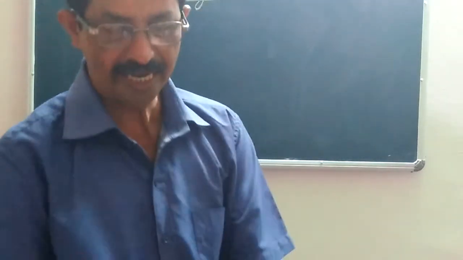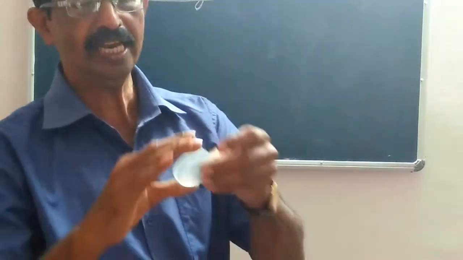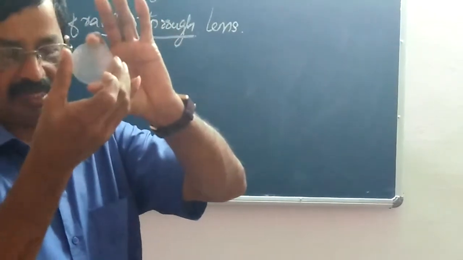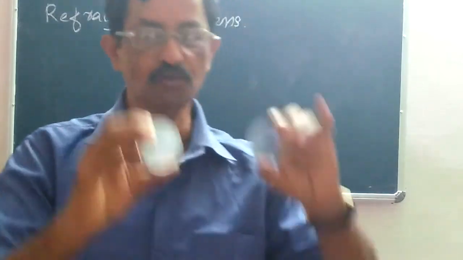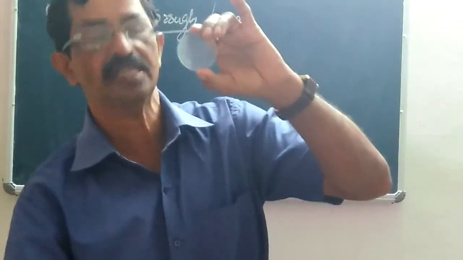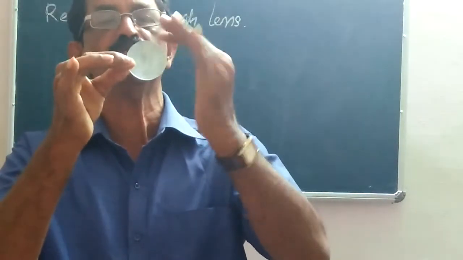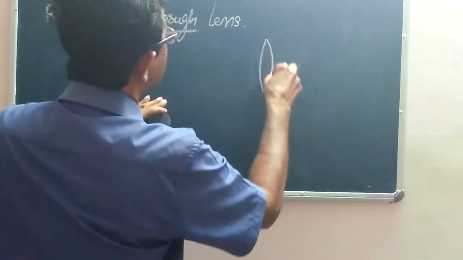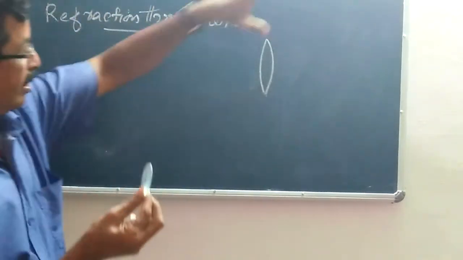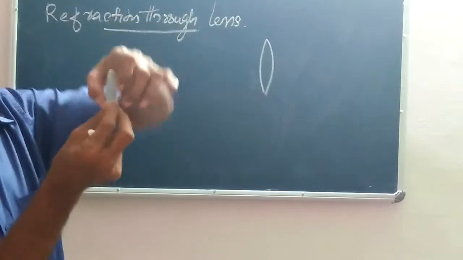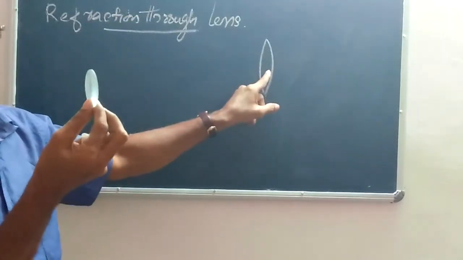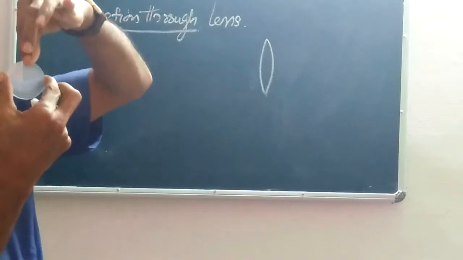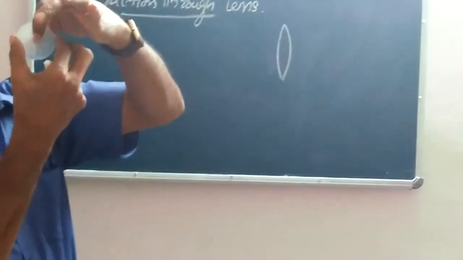This is another kind of lens. Here also there are two spherical surfaces. Now, what is the difference between these two lenses? In this lens, two spherical surfaces bulge outwards. Its edge thickness is smaller, but the center thickness is more. But for this one, the edges are thicker than the inner side.